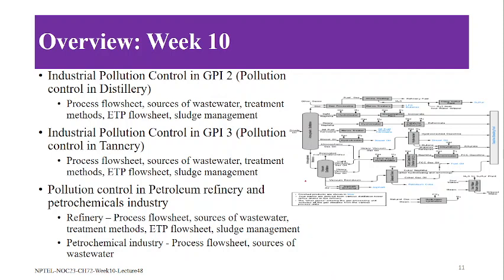So the next industry in this series of industrial pollution control in GPIs, we looked at the distillery. Distillery basically uses molasses. In India, molasses are the raw material to generate the alcohol. So we looked at the process flow sheet, then the sources of wastewater, then the treatment methods and the ETP flow sheet, and finally the sludge management.